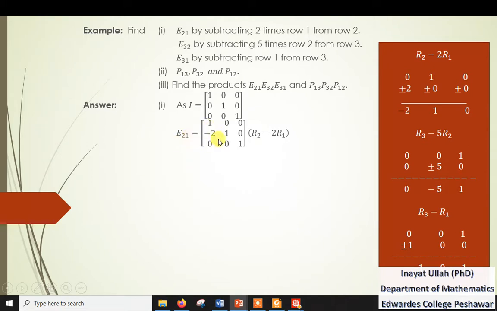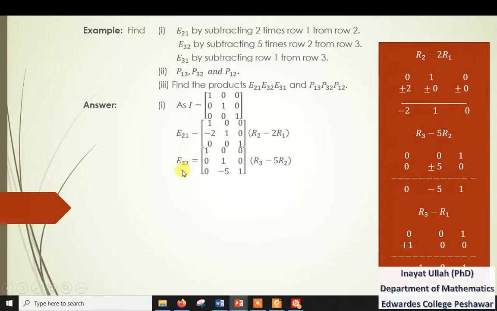So for E21, whenever you subtract 3 times row 1 from row 2, minus 3 will appear here. Whenever you subtract 5 times row 1 from row 2, minus 5 will appear here. Whenever you add 5 times row 1 to row 2, plus 5 will appear in row 2, and so on and so on. So that is E21.